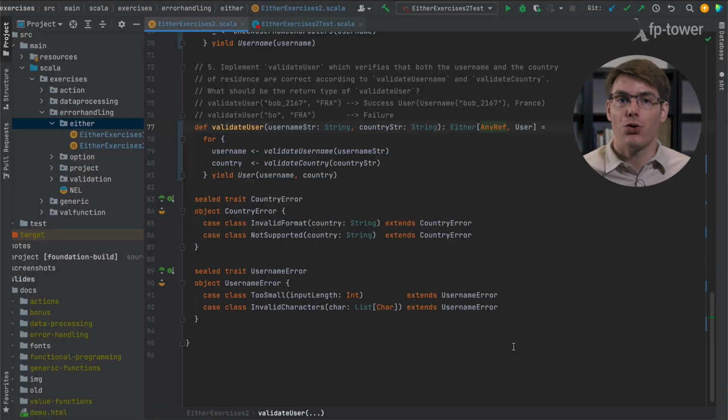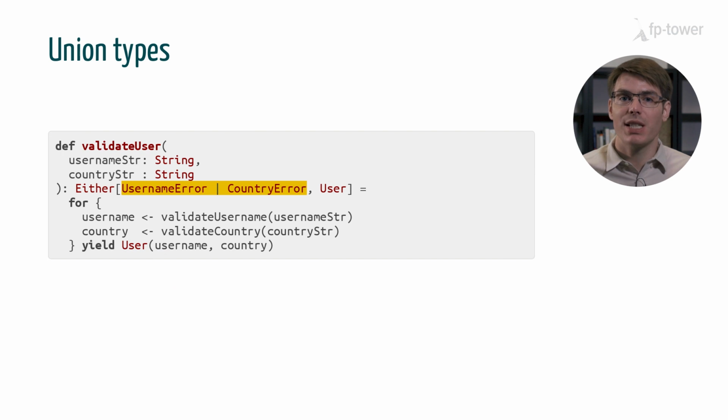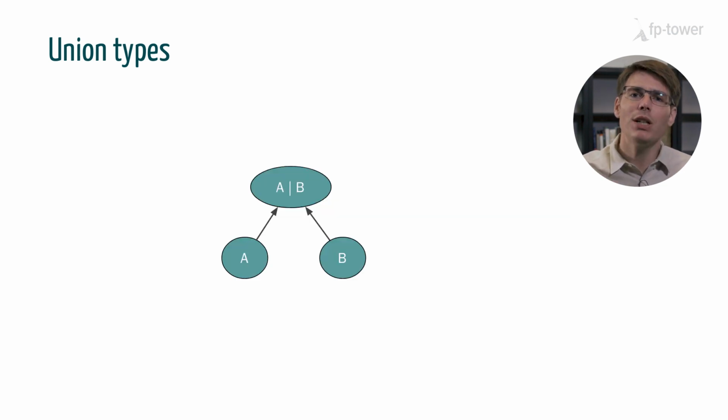There are a few solutions. First, if we were using Scala 3, we could use union types to encode the error. For example, we could have said that validateUser returns an Either with an error type UsernameError | CountryError. This pipe between the two types means OR. This works out of the box in Scala 3, because when we take two types A and B, then A | B is automatically a parent of both A and B. Actually, A | B is the least upper bound of these two types.